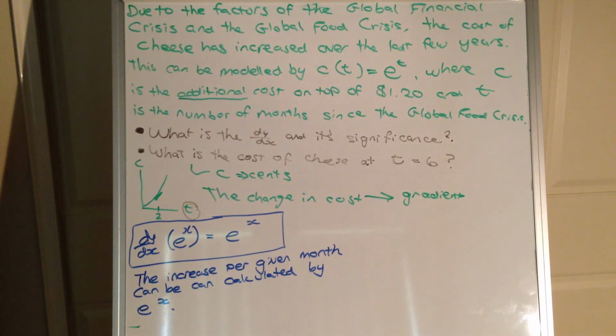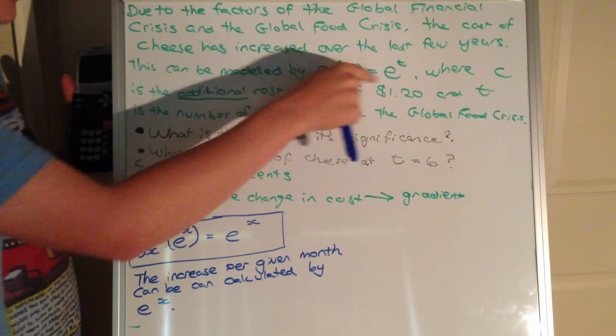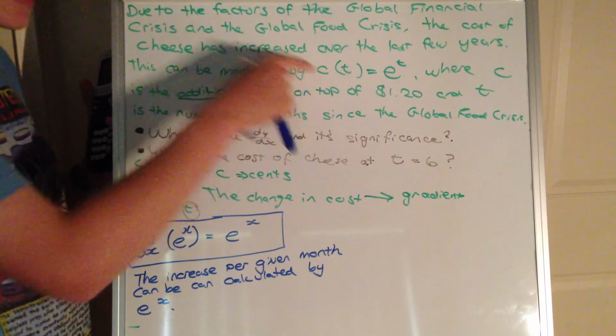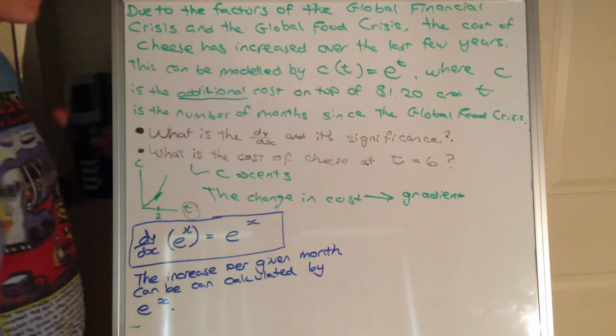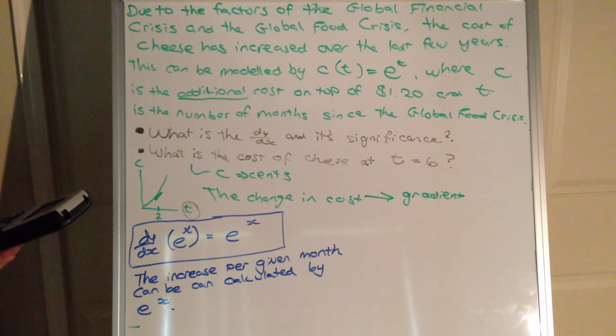So, from this, we're going to go on to our second question, and it asks, what is the cost of cheese at t equals 6? So the cost, again, we have our function, the cost equals e to the t, and c is the additional cost, so we need to be able to add $1.20 on top of that. So let's just assume this is for a small block of cheese, obviously.